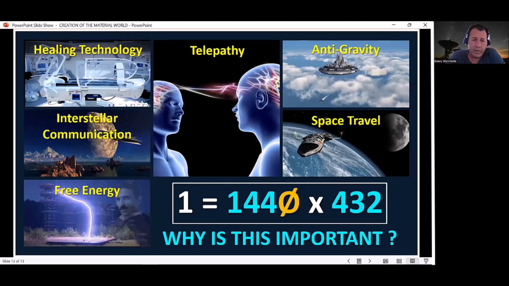And why is this important? Well, obviously, if we have a better understanding of how the universe operates and works, we can use this information, this new science, this new physics to develop healing technologies, develop interstellar communication, tap into the free energy of the Earth grid, develop anti-gravity, space travel, and even, again, this harmonic of light 144, as I demonstrated previously, is connected to our brain waves. Our brain waves in between the alpha and the theta states resonates at the reciprocal of this harmonic 144, as well as the Schumann resonance resonates exactly also with the reciprocal of this harmonic 144.